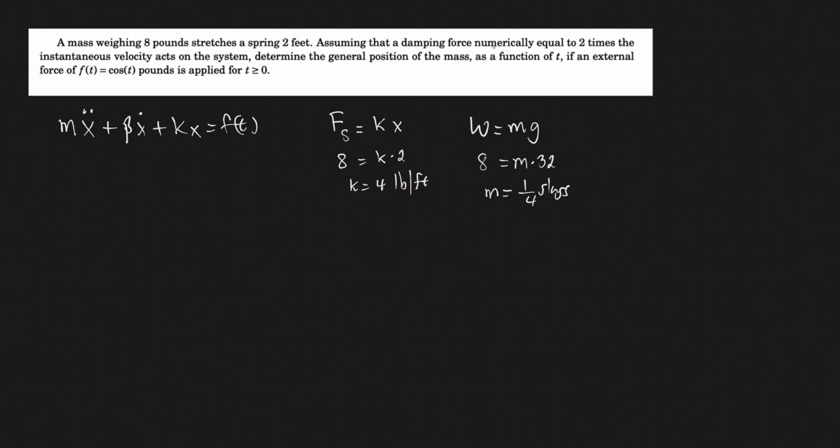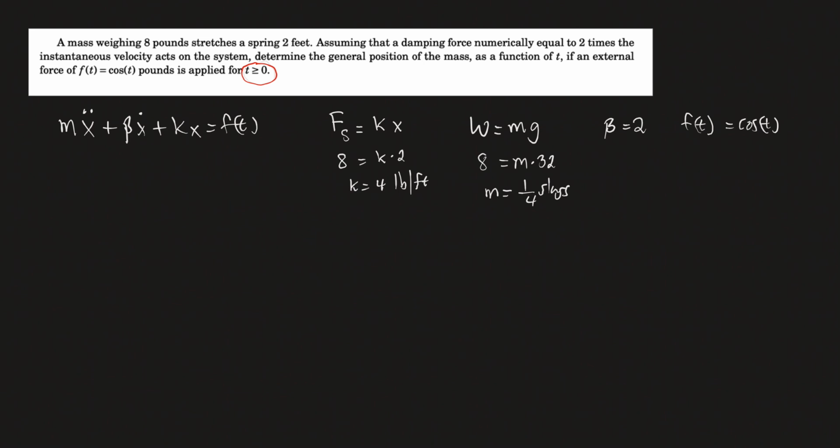The beta is that damping force or frictional force, and it tells us that that force is numerically equal to 2 times the instantaneous velocity. So that's our beta. And then there's our external force. There's a driving force here that's equal to cosine of t. This basically is just saying that it's applied. You can't really see that on the white background, but that condition is saying that the force is applied from the initial time that the system is turned on, and it's left on forever.